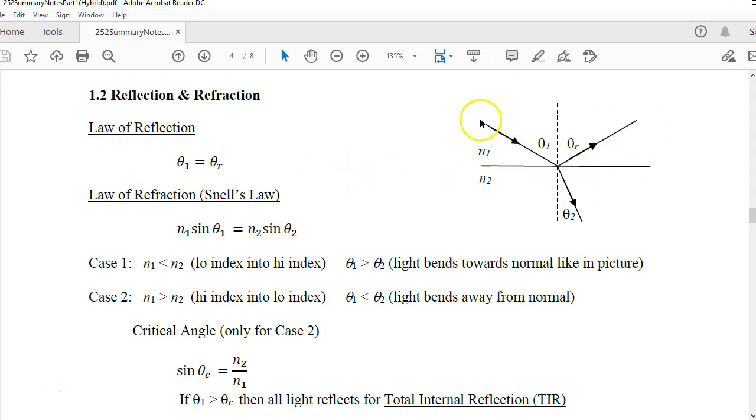We have the incident ray coming from the upper left, traveling down to the right, hitting the interface between materials 1 and 2. So we have indices N1 and N2. We've already talked about the energy that reflects.